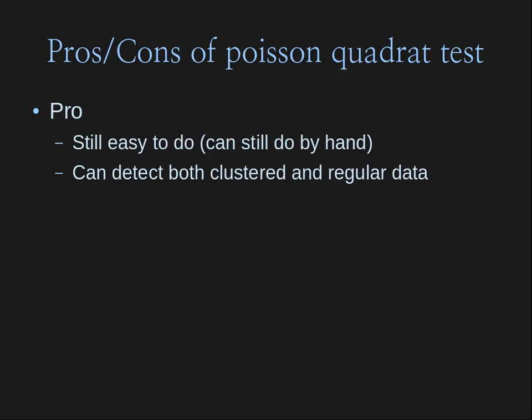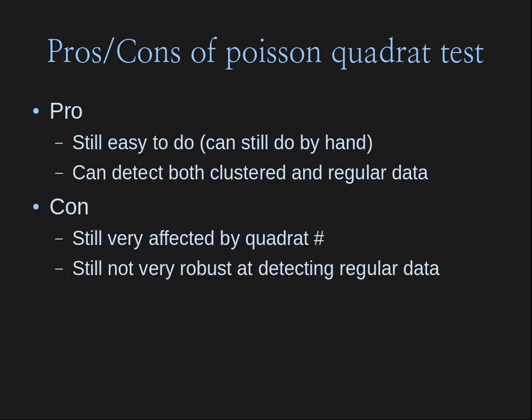Okay, there are some pros and cons of this. Pros: it's still easy to do. You can still do this by hand. Hooray! And you can detect both clustered and regular data. That's awesome as well. The con, however, is it's still very affected by quadrat size. Again, you could imagine us getting so small that every single quadrat only had 0 or 1 point in it, and it would fail at that point. Or we could just have one quadrat for the entire thing. Now, these are extreme examples you would never actually do, but just to show you at the tails of what you could possibly do, it fails spectacularly.